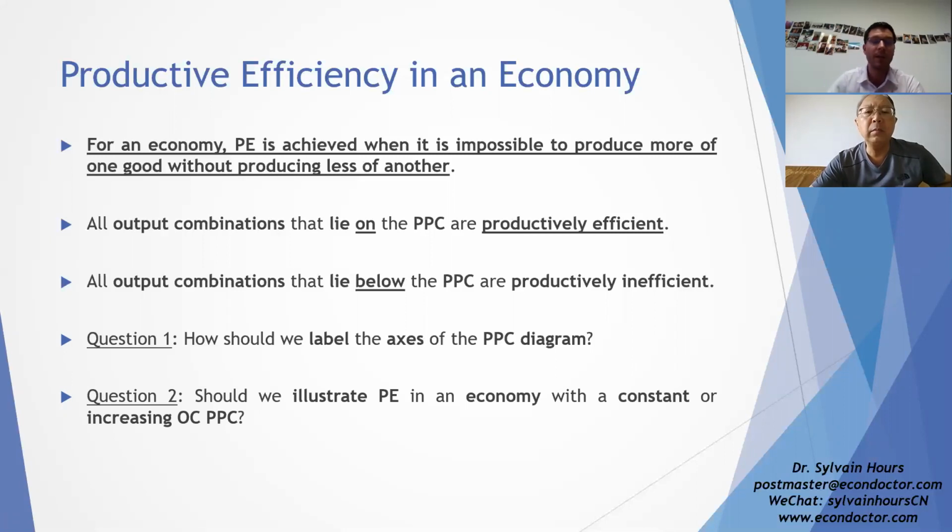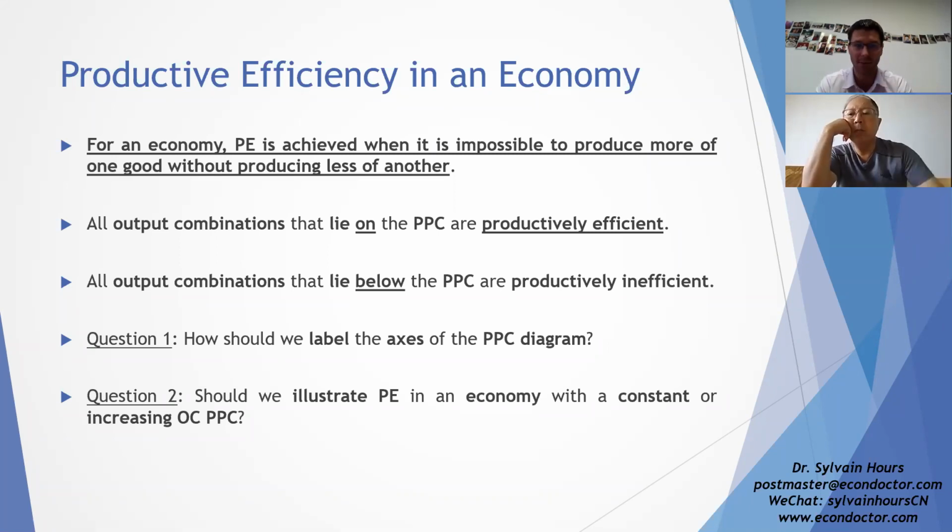Question 2, should we illustrate productive efficiency with a constant or increasing opportunity cost PPC? In other words, when you graph the PPC diagram to illustrate productive efficiency, should we represent the PPC as a straight line, or as a concave decreasing curve? Again, it doesn't matter. You could do both. It is true that increasing opportunity cost is usually considered to be more realistic, so that's why the typical PPC diagrams are concave. They are not straight lines. But if your students represent the PPC as a straight line, it's not a big deal.